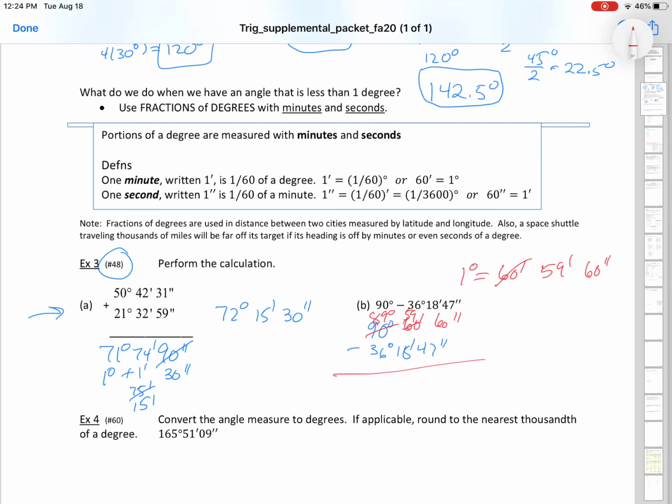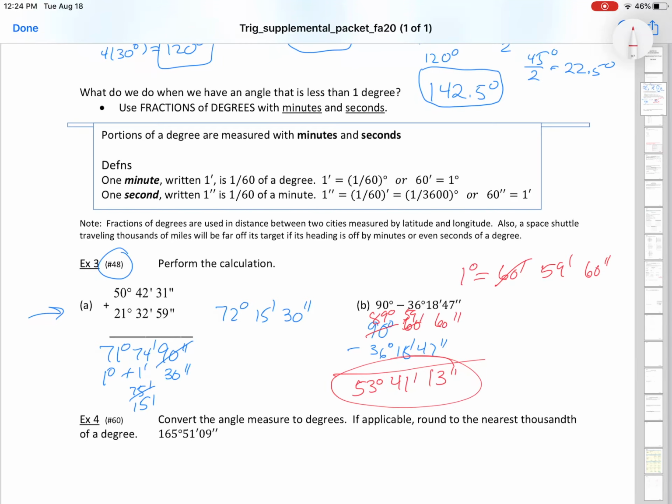We're going to first take the 60 seconds minus 47 seconds. And you're welcome to use a calculator as you go through and do this. I'm going to take the 59 minutes minus the 18 minutes and come up with 41 minutes. And then I'm going to take the 89 degrees and subtract away the 36 degrees and come up with 53 degrees. And that red answer is our final answer.